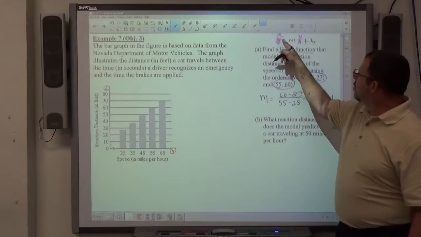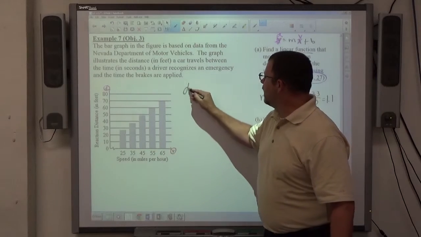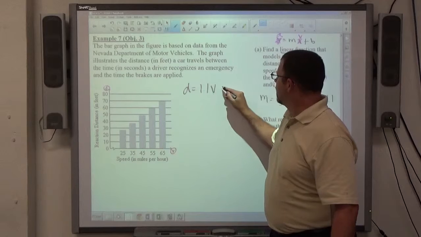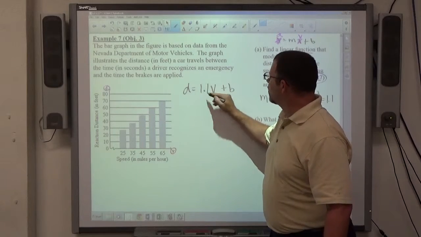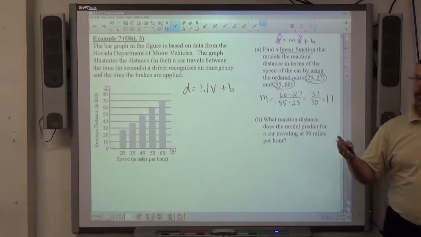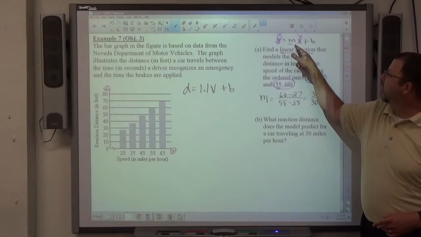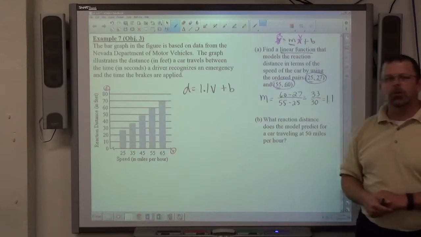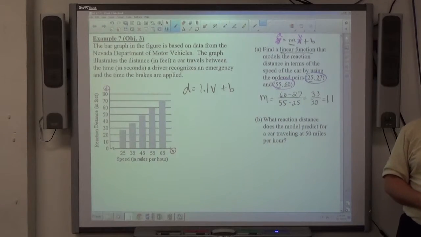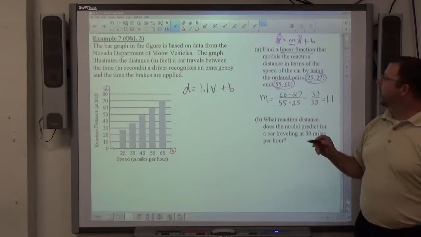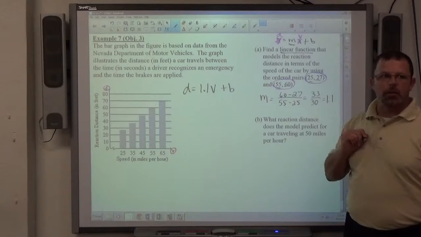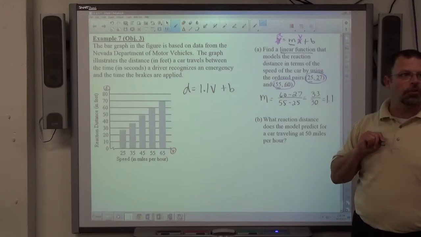And again, I've got my structure here, d equals mv plus b. Once I know the slope is 1.1, I can simplify it. Instead of d equals mv plus b, I can change m to 1.1, so now d equals 1.1 v plus b, right? If I want to figure out what b equals, I take one of my two ordered pairs, doesn't matter which one. I'm going to take the blue one because the numbers are smaller.